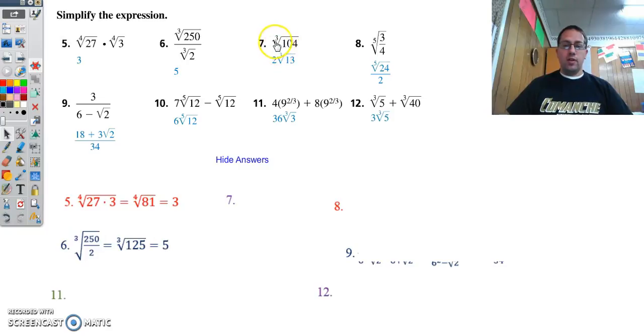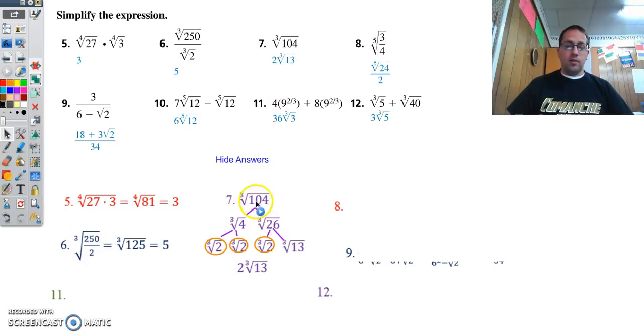All right, on number 7, let's see here. We need to simplify this 104, so this is going to be the factor tree. If you can't see that it's obviously divisible by some perfect cube, I'm going to do the factor tree. So 104 is divisible by 4, and so we have 4 times 26.